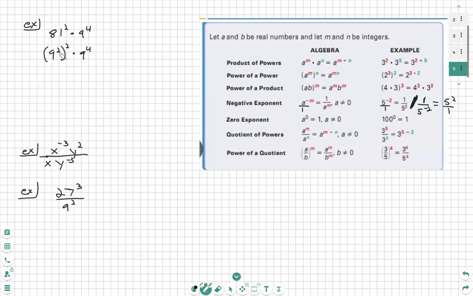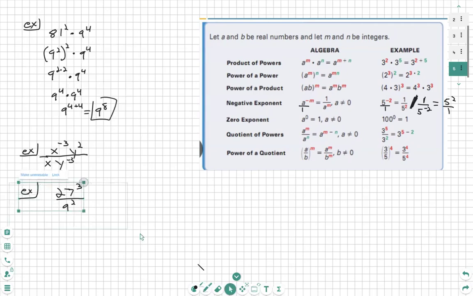Now I see I have an exponent to an exponent, so I'm going to multiply those guys. 2 times 2 is 4, so we have 9 to the 4 times 9 to the 4. Now we have the same base being multiplied with exponents. The exponents will just add, and that is it. That's what we get. Let's try the next example.